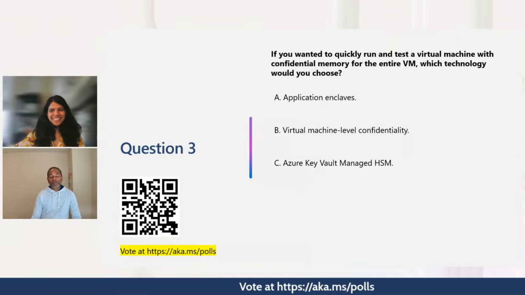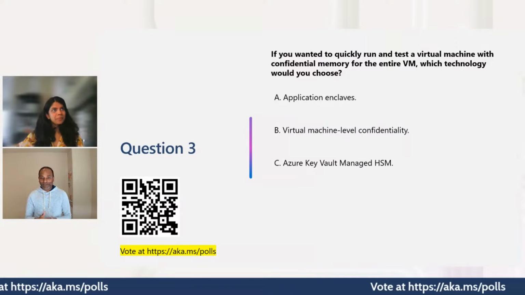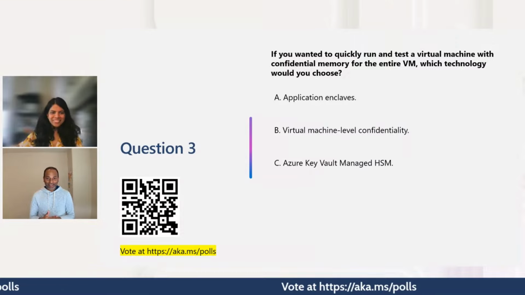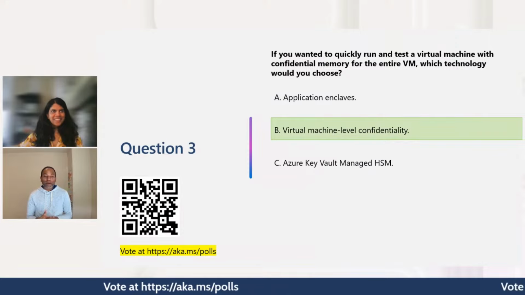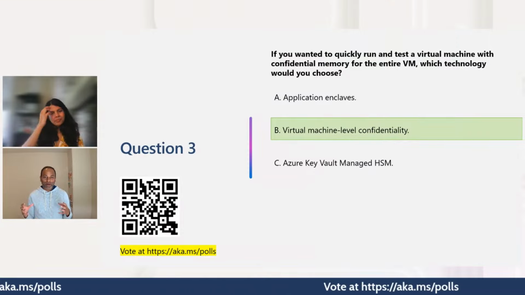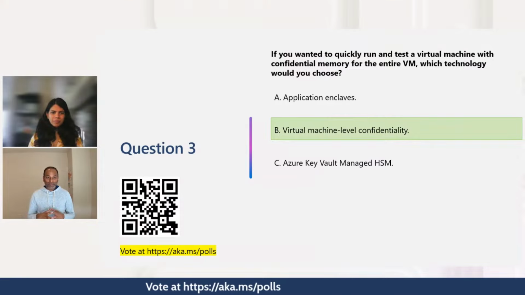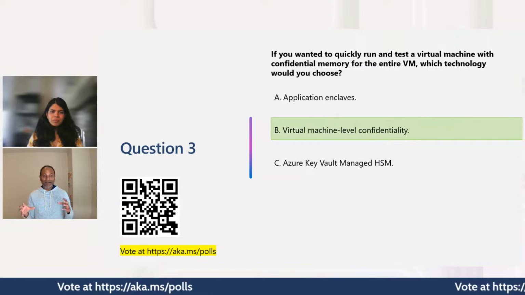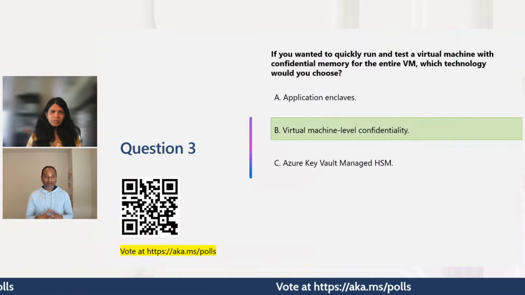Sure. If you wanted to quickly run and test a virtual machine with confidential memory for the entire VM, that's where the answer lies. The technology would be the virtual machine level confidentiality. But if you want to have a trusted execution environment, which is a less trusted boundary zone, then that's where the application enclaves come into the picture.